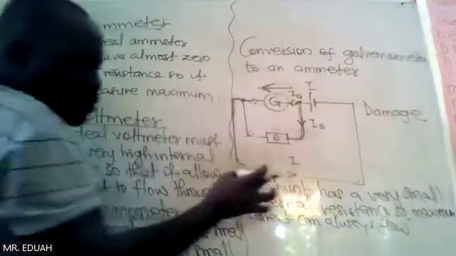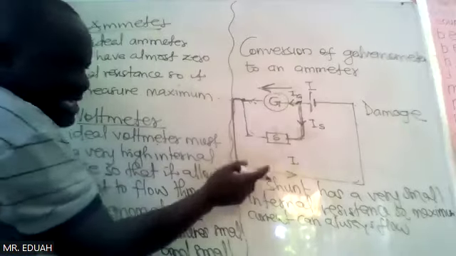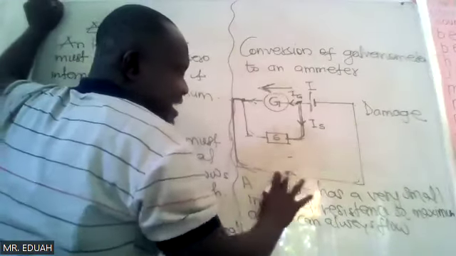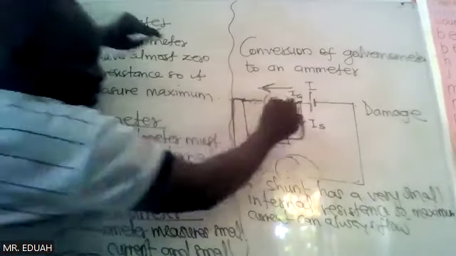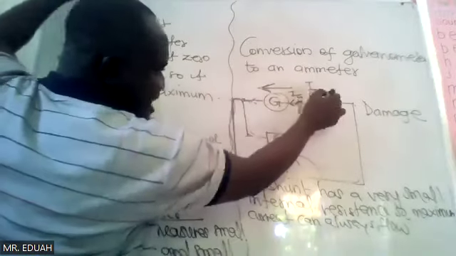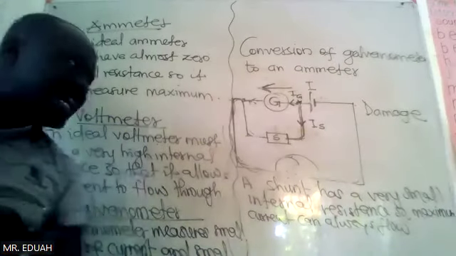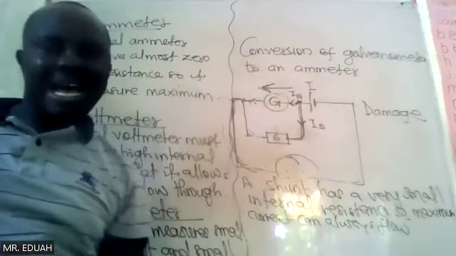And in doing so, you can always adapt this so that it will feed a larger current. If there is a load here that has to be powered, then by creating this, a larger current is sent into this. So that is how we adapt a galvanometer to be used as an ammeter.